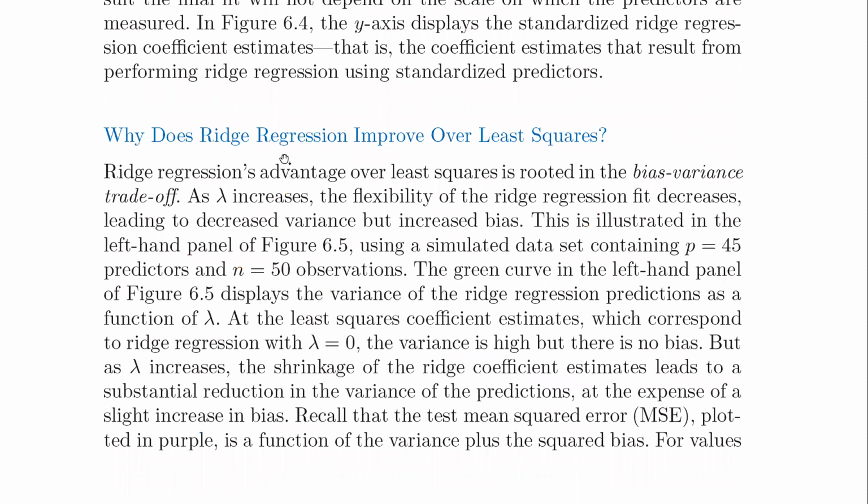Now, and this is what we're all asking, right? Why does ridge regression improve over least squares? Ridge regression's advantage over least squares is rooted in the bias variance trade-off. As lambda increases, the flexibility of the ridge regression fit decreases, leading to decreased variance but increased bias. It's always that trade-off, right? You decrease one, you increase the other.